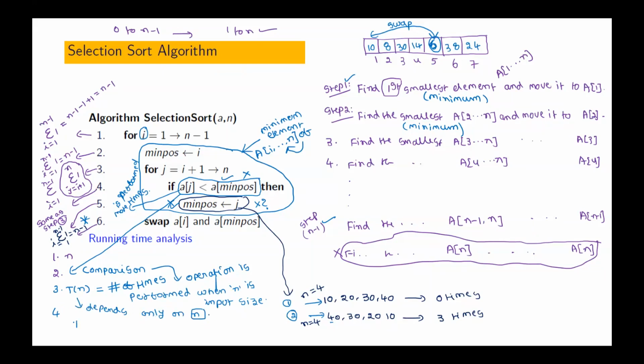Now you tell me, what is the T of n value? Order of n square. That means how many times is this operation performed? For each value of j, from i plus 1 to n, one time it is performed. But this entire thing is performed for each value of i, 1 to n minus 1. Is that okay?